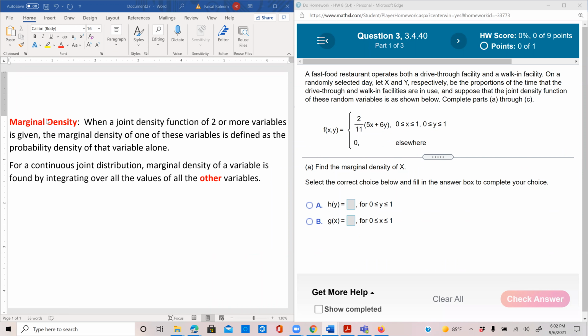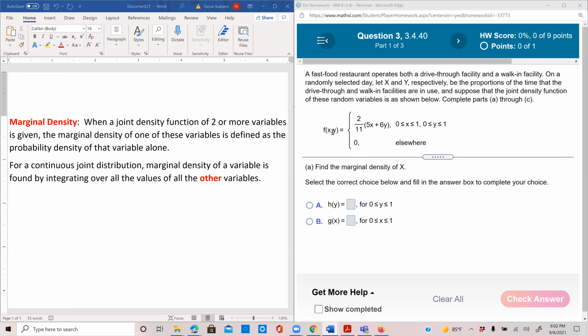Now, let's define marginal density. When a joint density function of two or more variables is given, like in this case, a joint density function of two variables, and the variables are continuous, then the probability function of those variables is called a density function. The marginal density of one of these variables is defined as the probability density of that variable alone. Right now, it's a function of two variables that define the density of both X and Y.